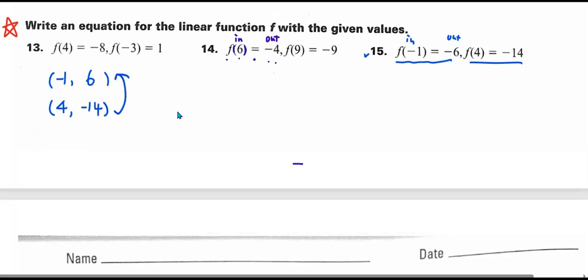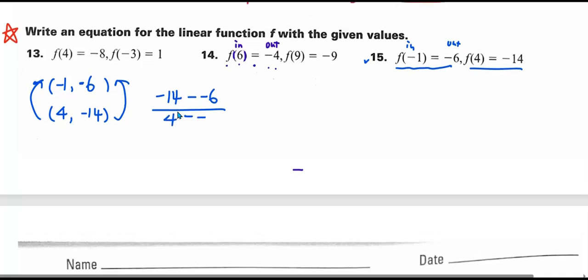And then you find the slope. Go ahead and pause the video, see what you have, okay? And I have negative, I copied down this. All right, now it's right. -14 minus -6. And I have a 4 minus -1. And I have a -8/5. That is my slope.